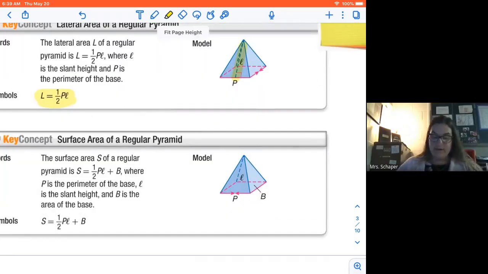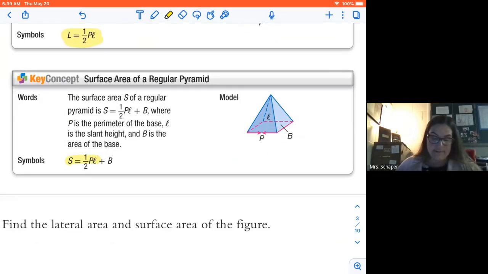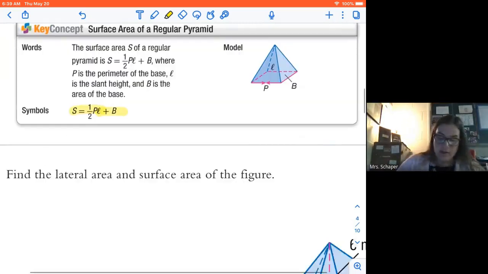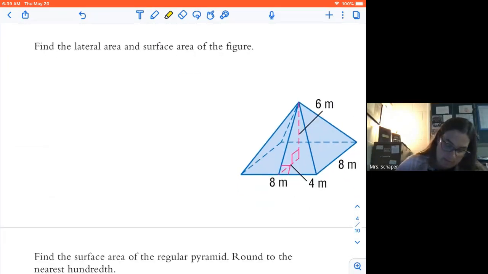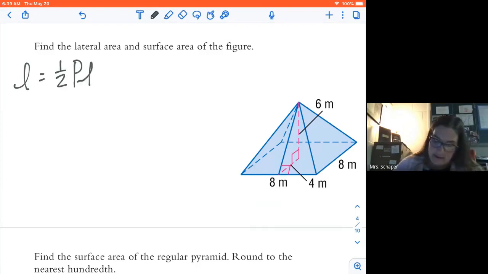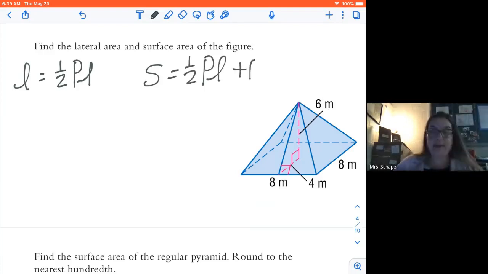To get the surface area of the regular pyramid, we're going to take that 1/2 perimeter times the slant height and add the area of the base. That's going to be the total surface area. So the lateral area is equal to 1/2 the perimeter times the slant height. And the surface area is equal to 1/2 the perimeter times the slant height plus the base.